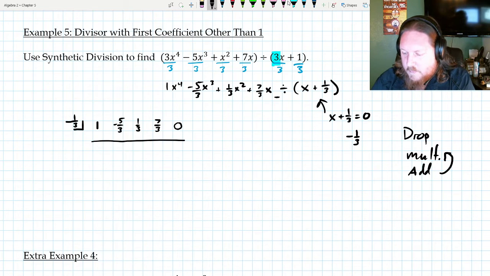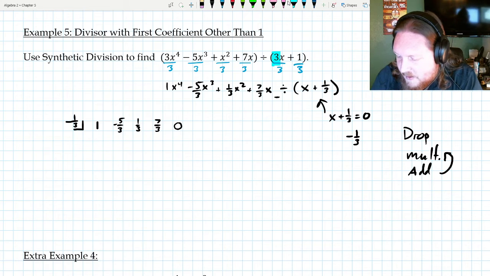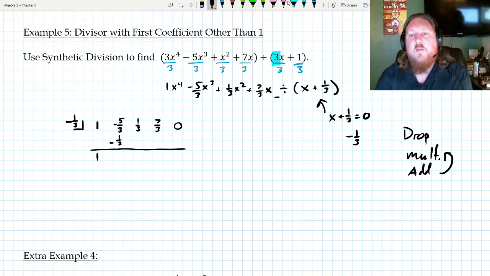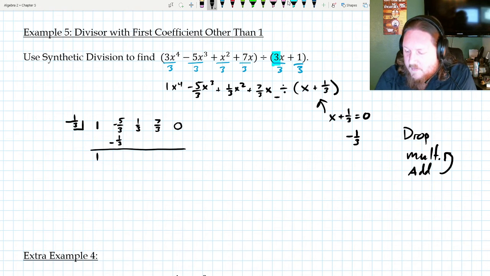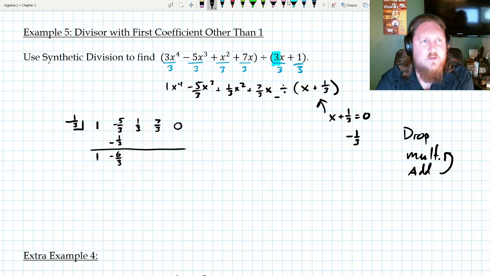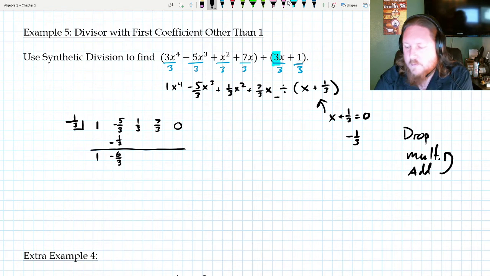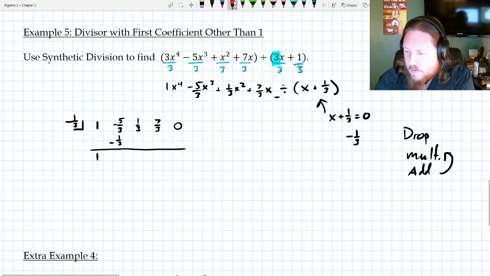So drop the 1 down. Multiply it by negative 1/3. Now maybe I'm going to give myself a little bit of extra space here on this one, since I've got fractions. I don't want them to be too tight. Negative 5 thirds plus negative 1/3 is negative 6 thirds. Guess what that is? That's 2, isn't it? So are you okay with me just changing that negative 6 thirds to be a 2? I'll write it in red there.